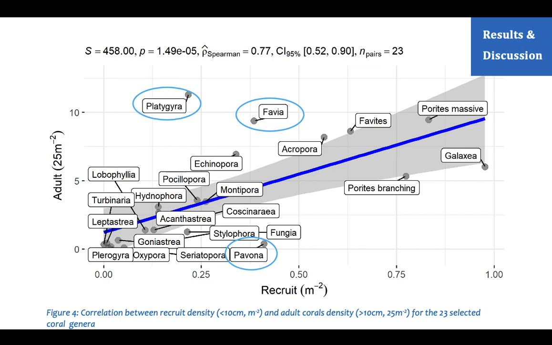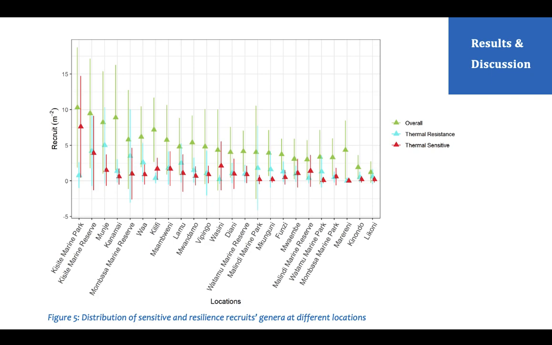There are kinds of threats. We also looked at the genera we consider thermal resistant and those we consider thermal sensitive. This categorization we got from other research done by Tim McClanahan. And we see that Kisite Marine Park was the site with high recruit density, but it was dominated by sensitive corals. So in case of thermal changes, it can be very easily wiped out again.